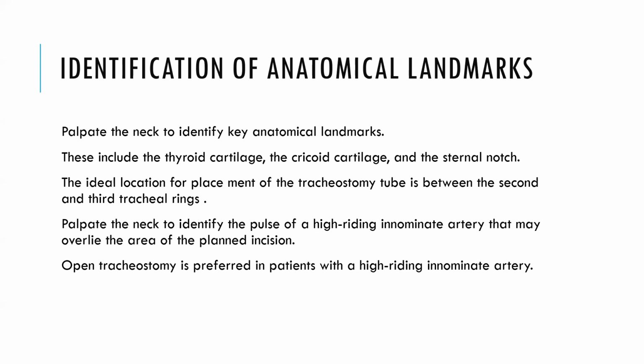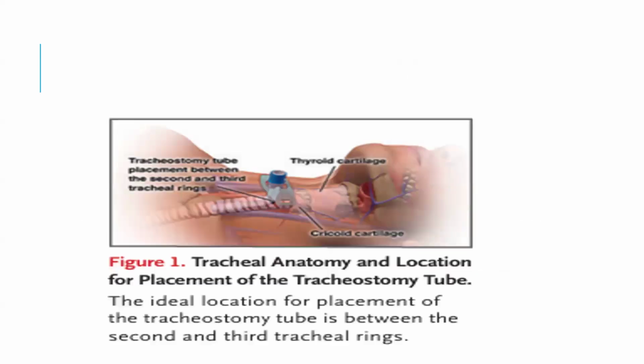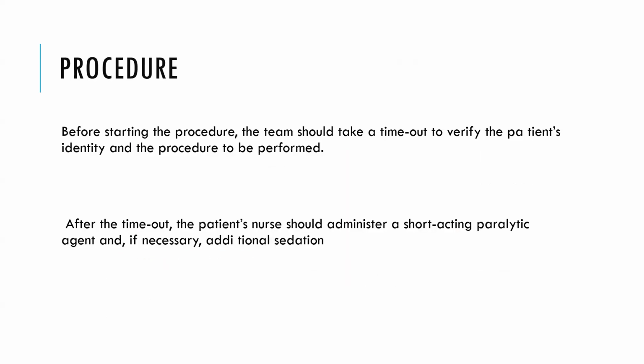Palpate the neck to identify the pulse of a high-riding innominate artery that may overlie the area of planned incision. Open tracheostomy is preferred in patients with a high-riding innominate artery. So this is figure 1, which shows the tracheal anatomy and the location for placement of the tracheostomy tube. The ideal location for the placement of the tracheostomy tube is between the second and third tracheal ring.